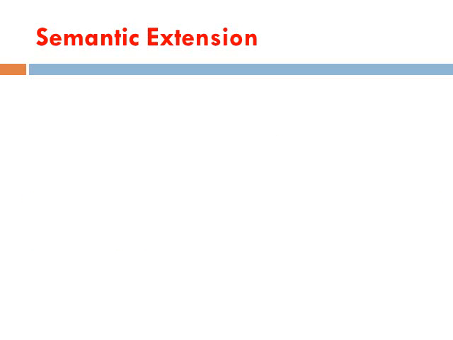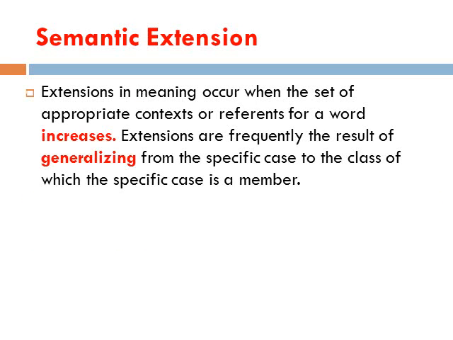So what is semantic extension? Semantic extension occurs when the set of appropriate contexts or reference in the theory of reference increases. So extensions in meaning occur when the set of appropriate contexts or reference for a word increases. Extensions are frequently the result of generalizing from the specific case to the class of which the specific case is a member.